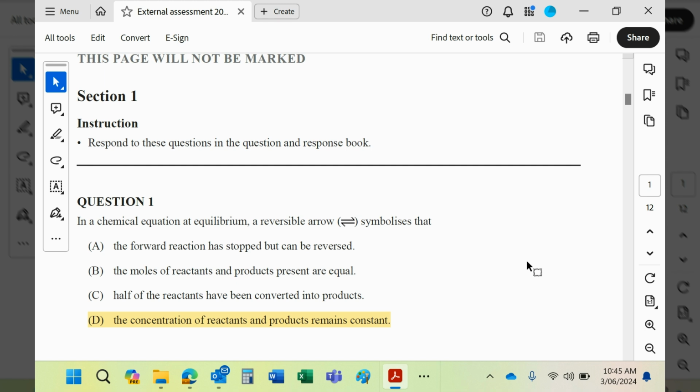Question one, in a chemical equation at equilibrium, a reversible arrow symbolizes that. Well, you should know this is pretty basic stuff: at equilibrium, all concentrations are constant because the rates of the forward and reverse reactions are the same. So D is your choice for that first one.